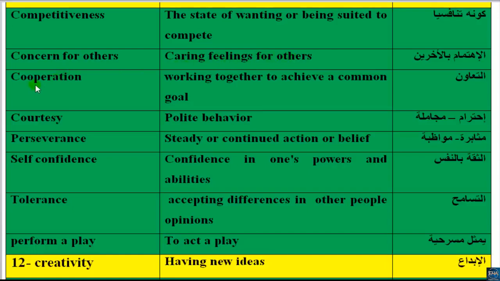Cooperation, this is P sound, cooperation, working together to achieve a common goal. So I can say cooperation, working together. British, work. American, work. And this word, together, American, British, together. So in British, we make R silent, and here, working, and here R silent, together. Cooperation, working together. American, cooperation, working together.